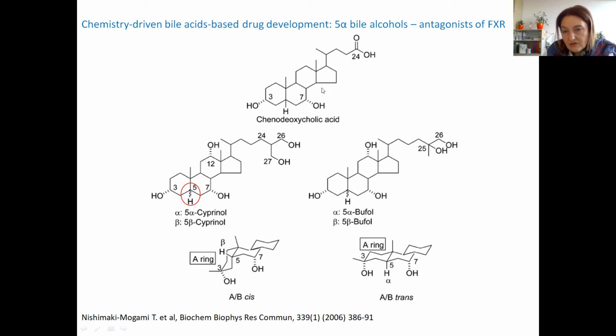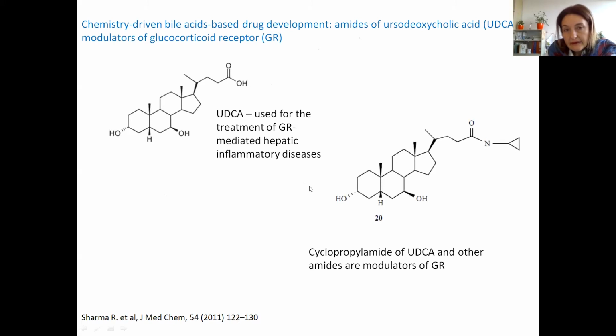Chenodeoxycholic acid binds to the farnesoid X receptor and produces some metabolic effects. On the other hand, 5-alpha derivatives of chenodeoxycholic acid with a hydroxyl function in the side chain are antagonists of this receptor. So not agonists, but antagonists. It is probably because of this 5-alpha configuration.